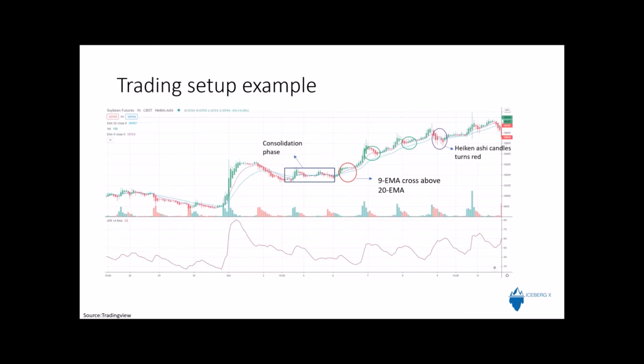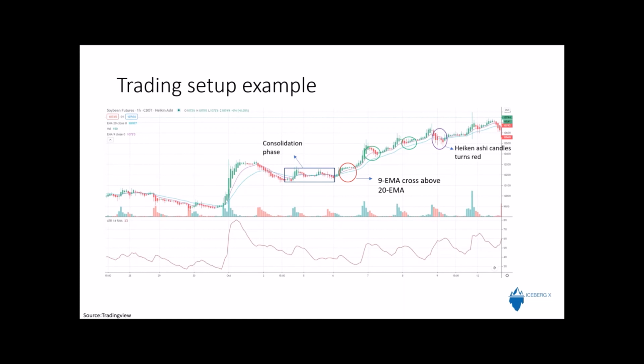Putting it into perspective, we have talked about the long-term trends, moving average crossovers, Heiken Ashi, and also ATR. When you have all this in place, you can put trading setups in place. The consolidation phase is where, if you're a swing trader, you like it, but if you're a trend trader, you tend to avoid it because the market is indecisive at that point in time. Whenever you see a moving average crossover appear, like the point I highlighted in red, the 9 EMA crossing above the 20 EMA, that tells you it's going to be a strong trend, justified by long green candles on Heiken Ashi, which tell you the strong uptrend is there to stay.